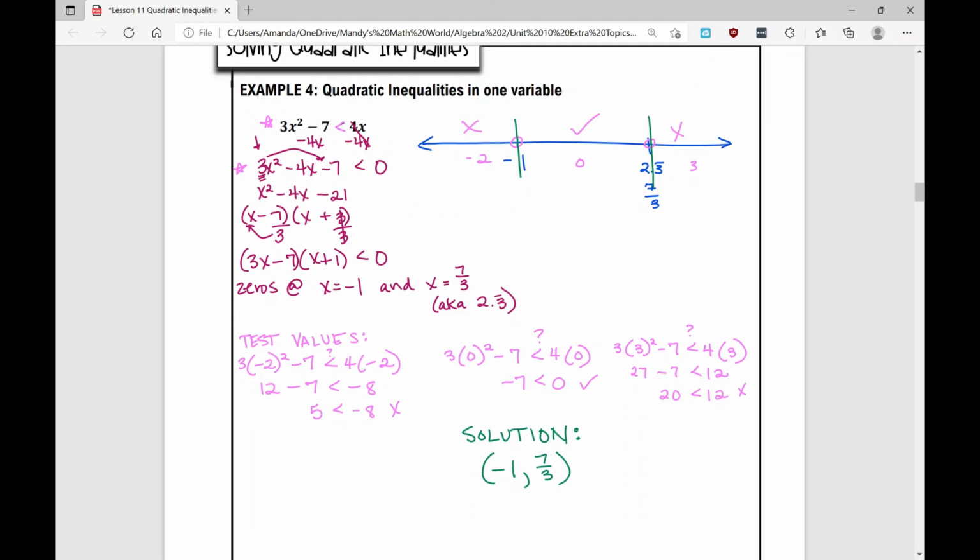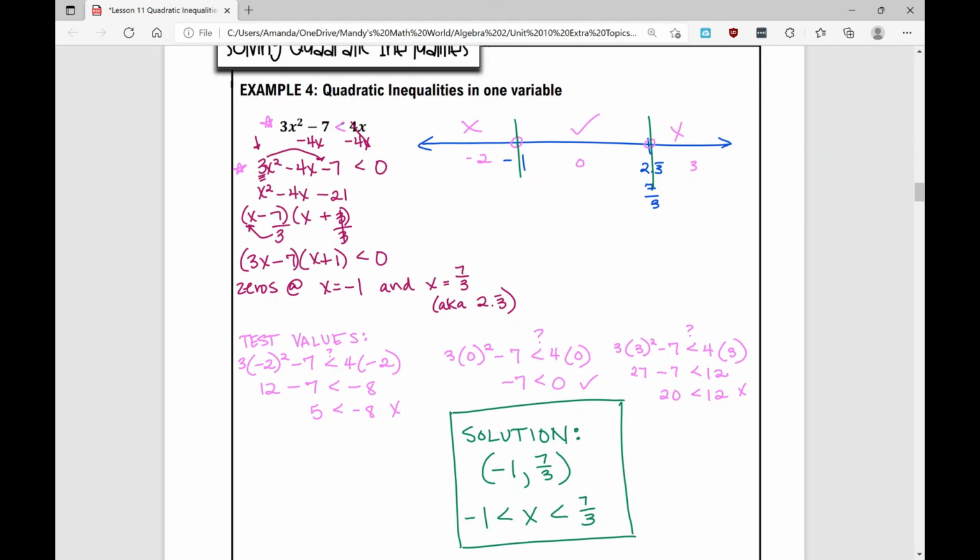Now, how would I write this as an inequality? x is between the points -1 and 7 over 3. And so this is how I would write it as a solution, in both interval notation and as an inequality. And that concludes your notes over quadratic inequalities.